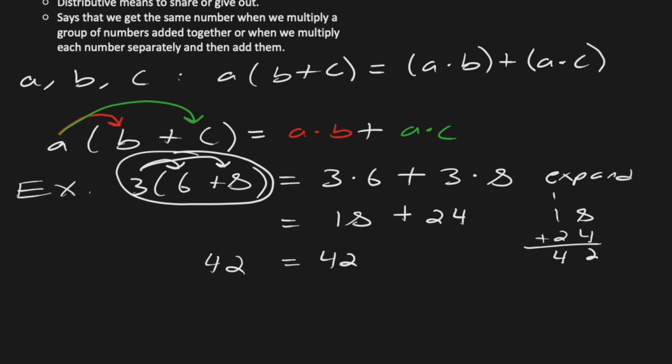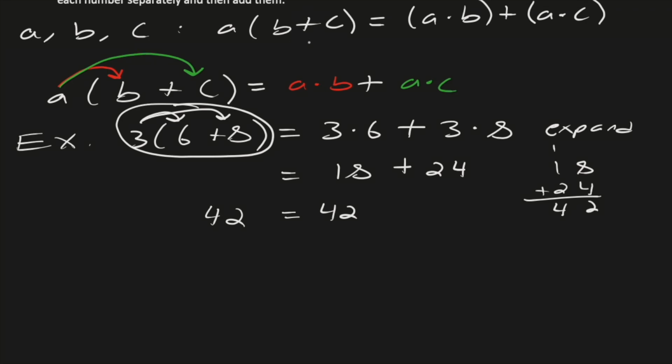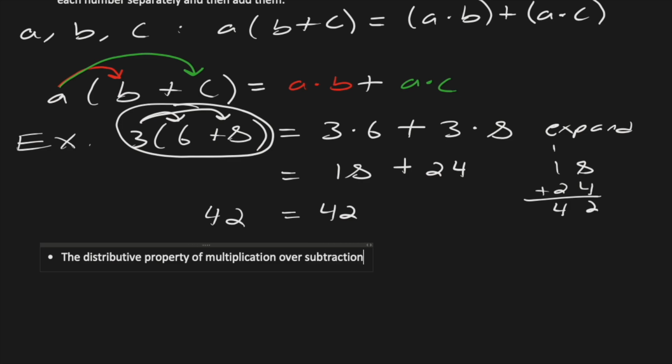Now you might say, what do you mean over addition? I might have forgotten to explain that. Over addition because there's an addition sign inside of the parentheses. But what happens if it's not an addition and it's a minus? Will this law still stand? And what would the law be called? Well, that law is called the distributive property of multiplication over, you guessed it, subtraction.